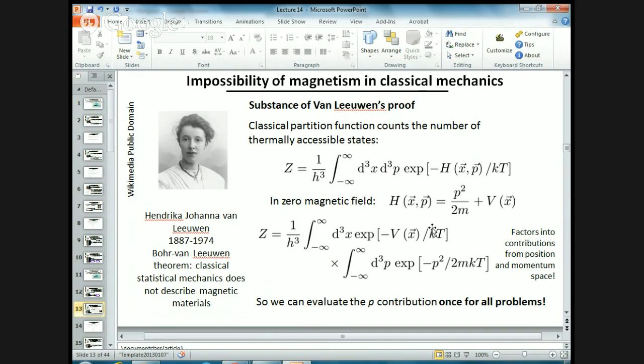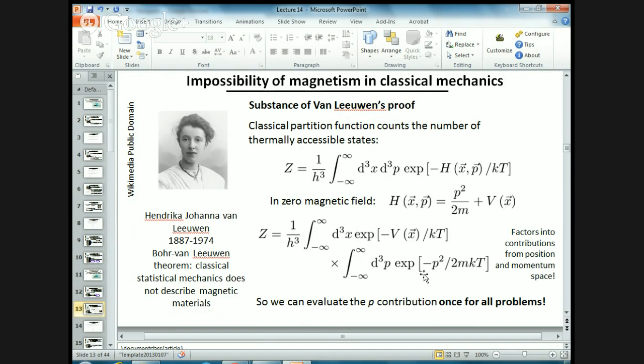Okay, so now in zero magnetic field, we'll just talk about this Hamiltonian. There's some overall potential and there's kinetic energy. And now I hope you can see that this partition function factors into two parts, one of which is determined only by the spatial coordinate, and one of which is due to the momentum coordinate. And this part is independent of the potential. So you need to calculate this only once in your life, and then you can use it for every problem with statistical mechanics.